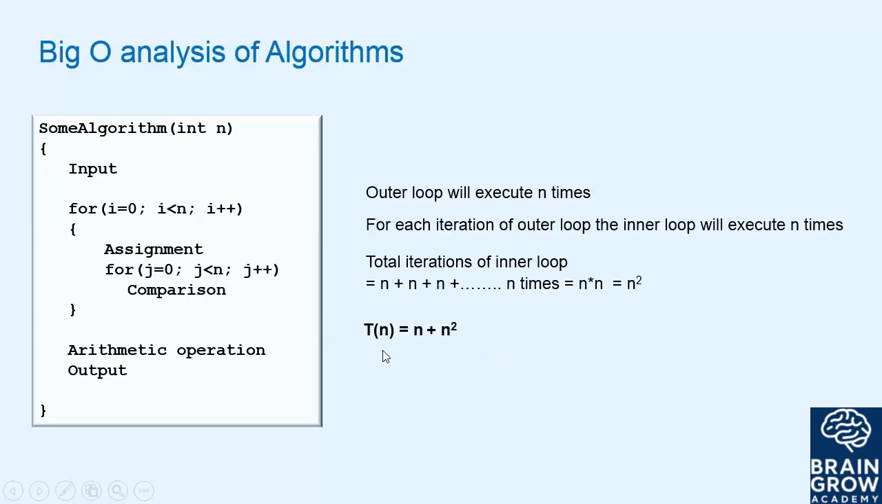The time complexity is equal to n plus n square because this assignment executes n times and this comparison executes n square times. These 3 operations we can ignore. Now this n square is the faster growing term. So we can say that T is order of n square.